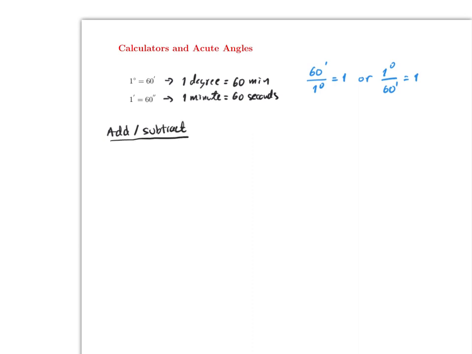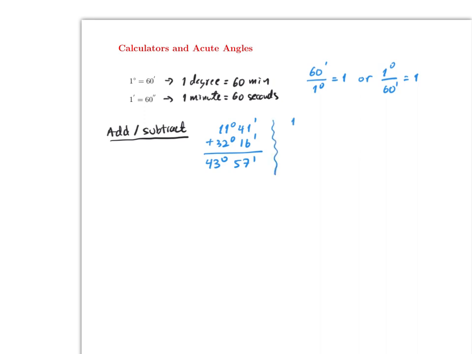It's pretty simple. Let's say you have 11 degrees and 41 minutes plus 32 degrees and 16 minutes. You add the degrees and the minutes separately. So here you will have 43 degrees and 57 minutes. Now, as long as this number is less than 60, you don't have to modify anything. But if it goes over 60, you have to fix it.